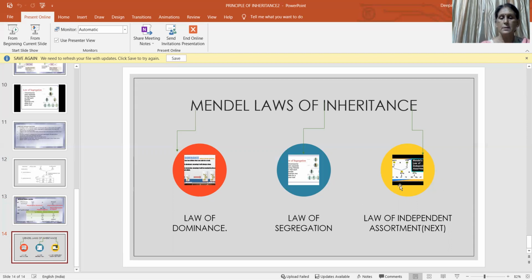In our next class, we are going to discuss the inheritance of two genes, because up to this we only discussed the inheritance of one gene. We are going to discuss the inheritance of two genes and the dihybrid cross.